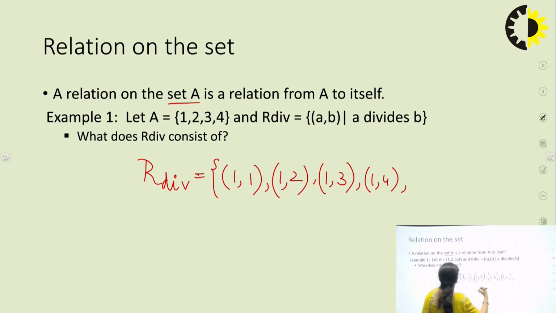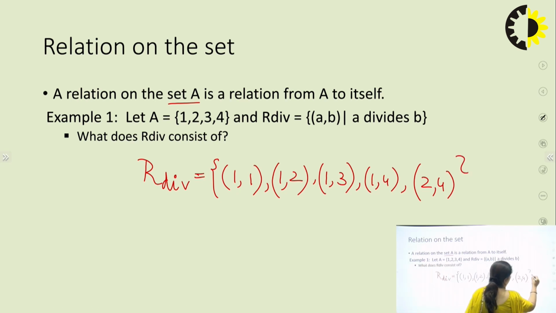What other things can we have? If I talk about 2, 2 is not going to divide 3, but 2 is going to divide 4. So I'll even have (2, 4) in this relation. Other than this, I'm not going to have any other elements. So this is going to be my R. So this is how I define a relation R from a set A to itself.